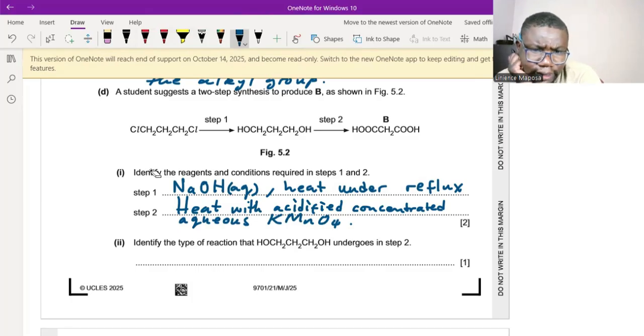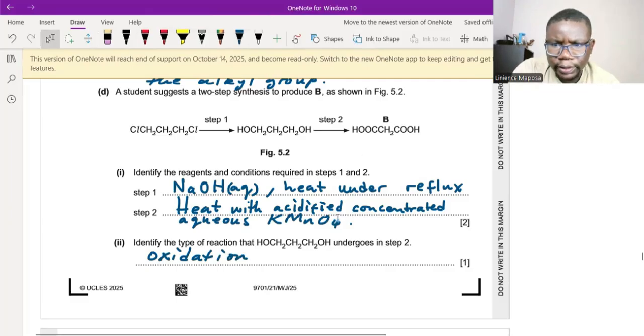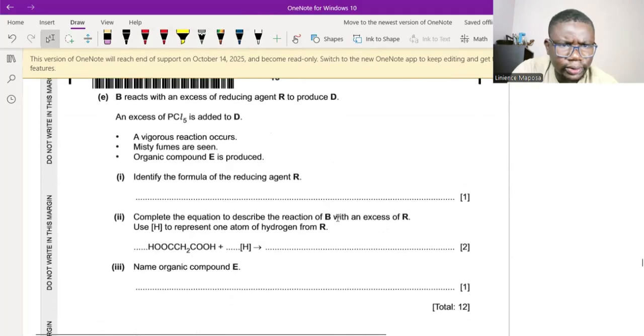Identify the type of reaction that this diol undergoes in step 2: oxidation. It is being oxidized to a carboxylic acid. Okay, next. Oh, this test is long, we're not done.